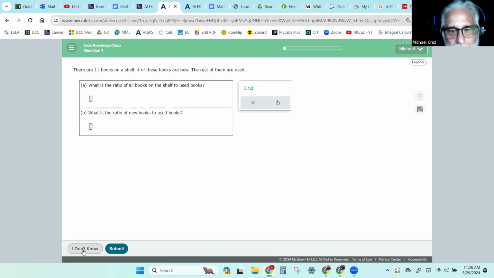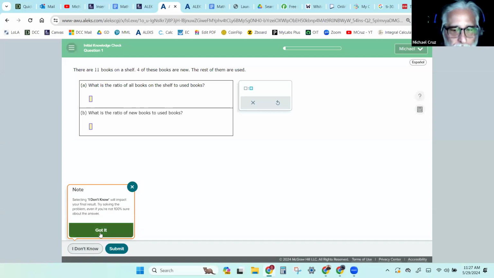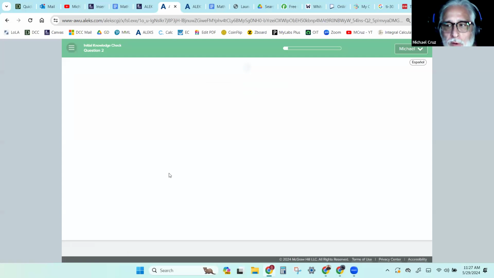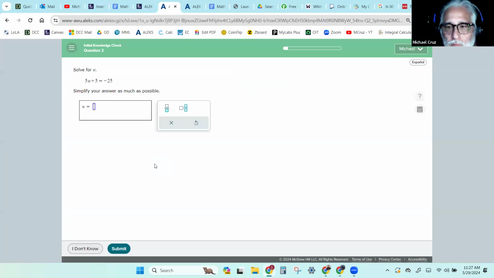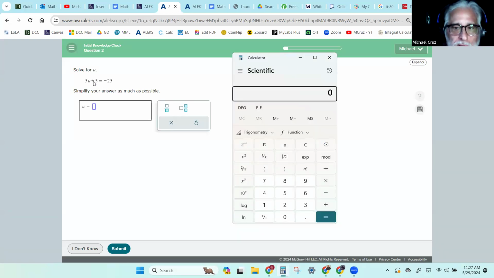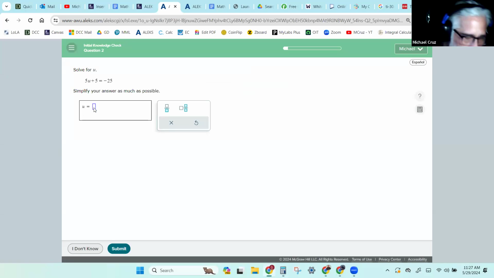So you can click "I don't know", but if you truly don't know, then move on to the next one. See, like this one right here. This is algebra. We don't do that much algebra in here, but what we would do is just subtract 5. So that's 5u is equal to 30. 30 divided by 5 is -6. And then you submit.